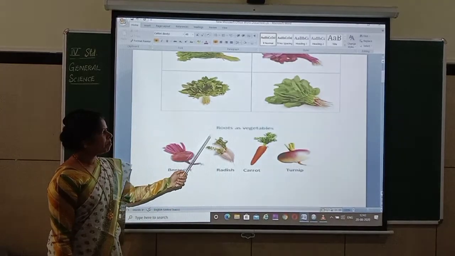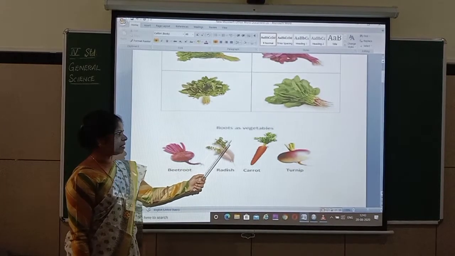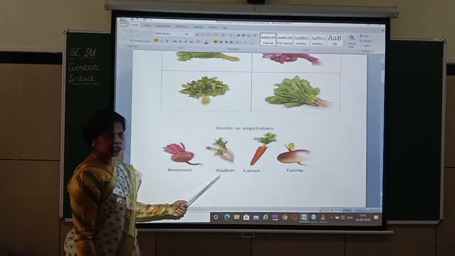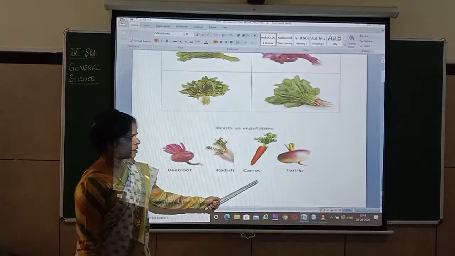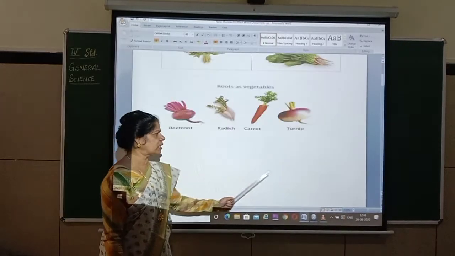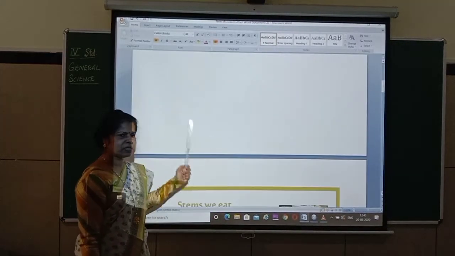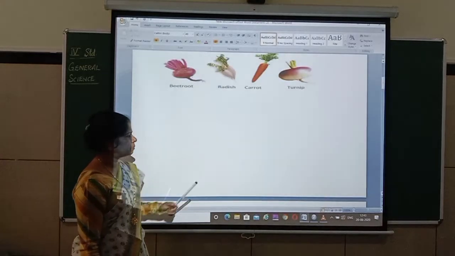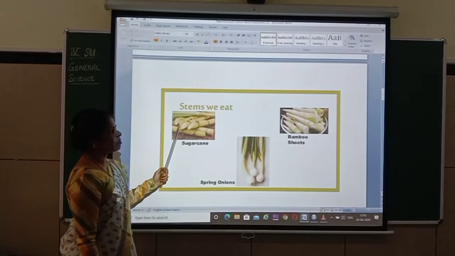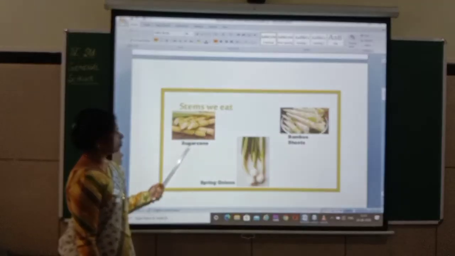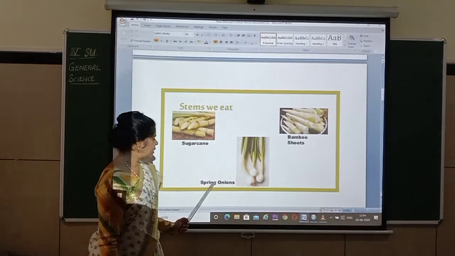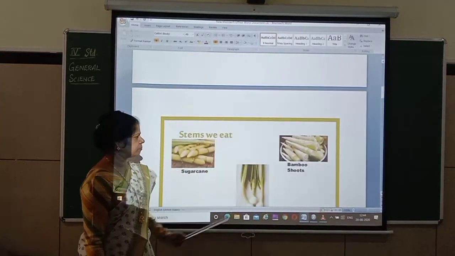Now, coming to roots as vegetables. See, what is this? Beetroot, radish, carrot, turnip. All these things are root parts which are stored, which has got food in it, which is used as food. Then the stems we eat. What are the stems we eat? Sugarcane, bamboo shoots, then spring onions.